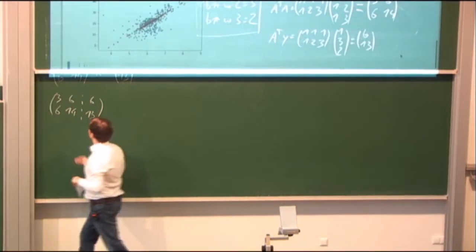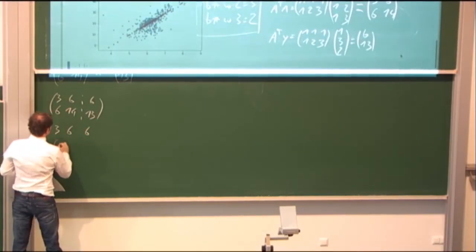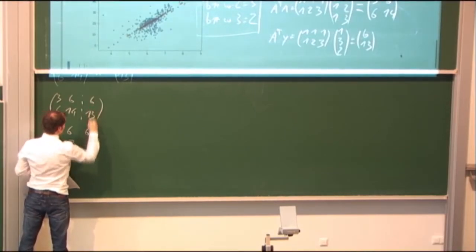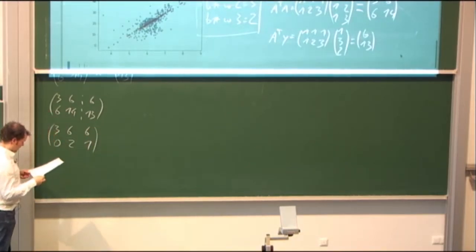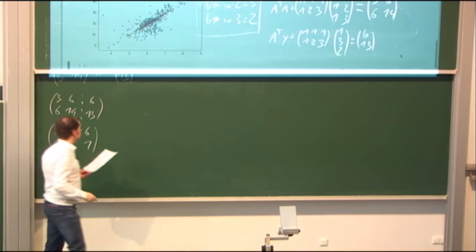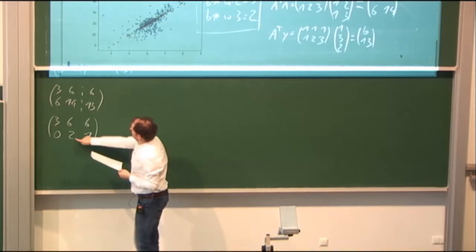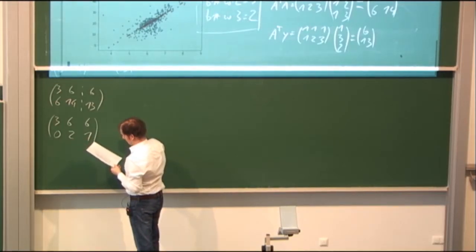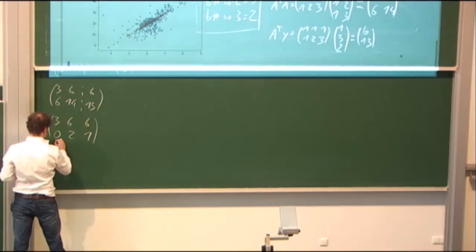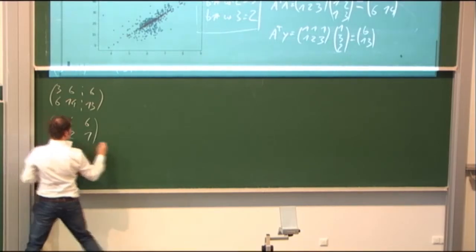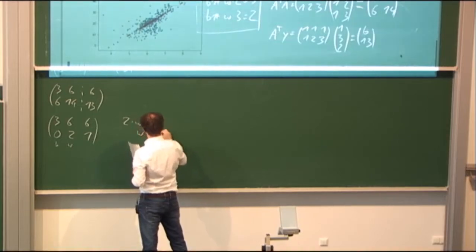row from the second row. So the first row is 3, 6, 6. This is 0, 2, 13 minus 12 is 1. So now we know that 2 times W, this here is the column for W. This was B and this was W. So 2 times W is 1. So W is a half.